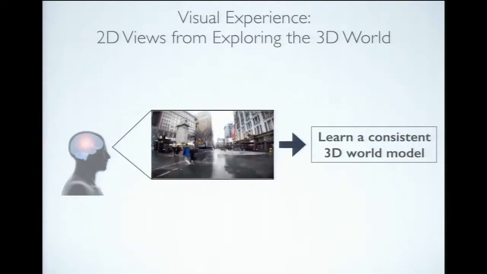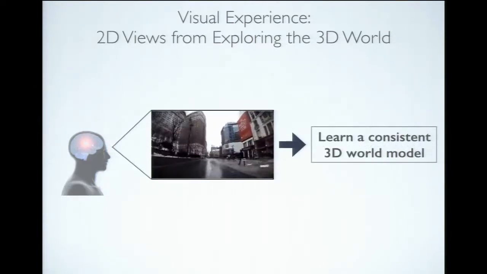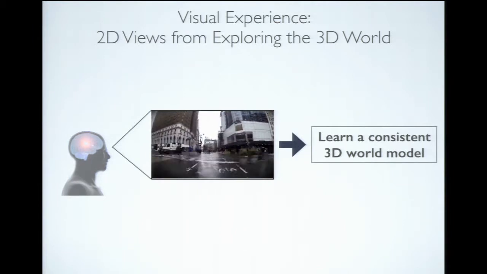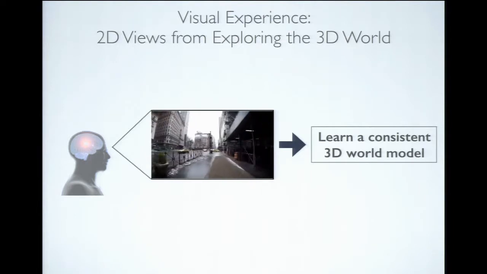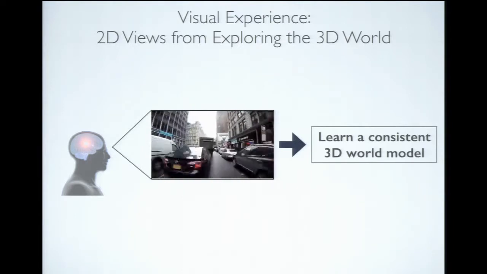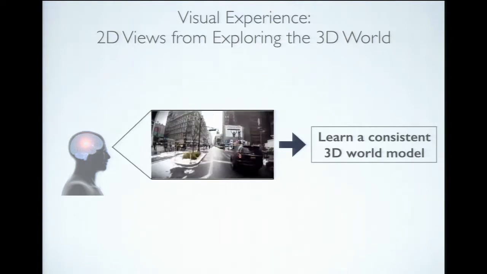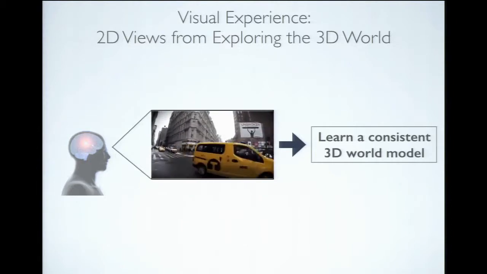And by moving around and exploring the 3D space, we are able to observe millions and billions of 2D projections of the 3D world. And from these 2D projections, we have learned an internal model of the 3D world that consistently explains the observations.